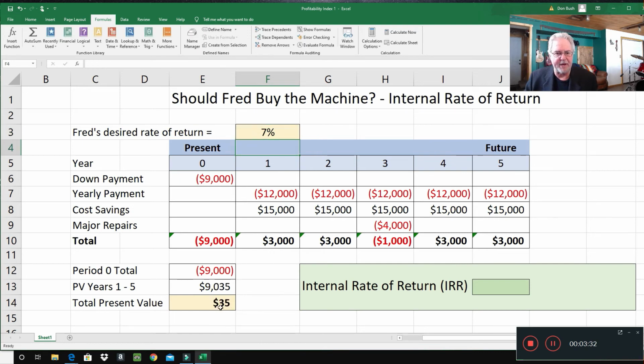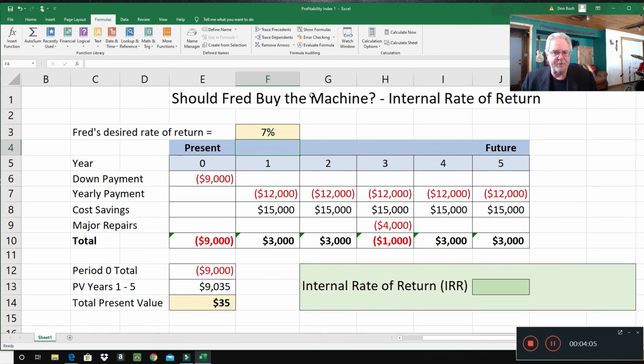Now we're in the positive. So we went a little too far. Now, if I were to type in 6%, can you guess what would happen? There we go. We're even more into the positive. You see, because when interest rates are falling, present values rise. So I've been decreasing the interest rate and the present value has been rising. Okay, so we know that 6% is too far. Let's go back to 7%.